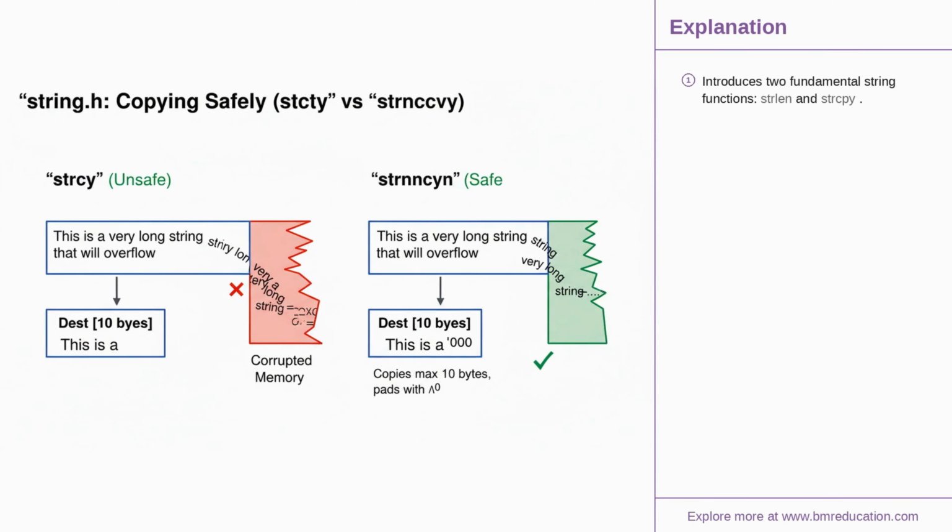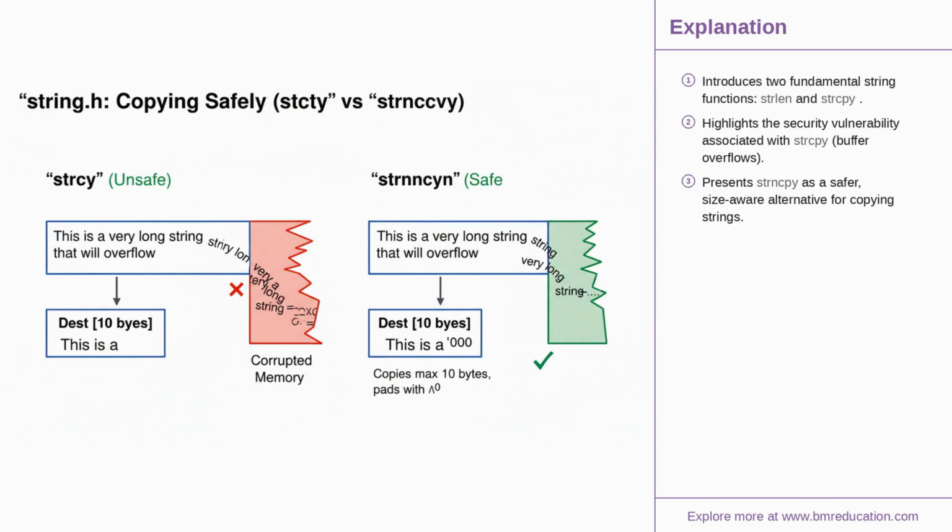Two of the most common string operations are getting a string's length and making a copy of it. The strlen function takes a string and returns its length, excluding the final null character. For copying, strcpy copies one string into another. However, a safer alternative is strncpy, which also takes a size argument, helping you prevent dangerous buffer overflows, a major security risk in C.